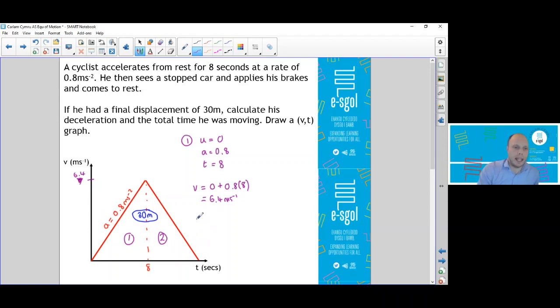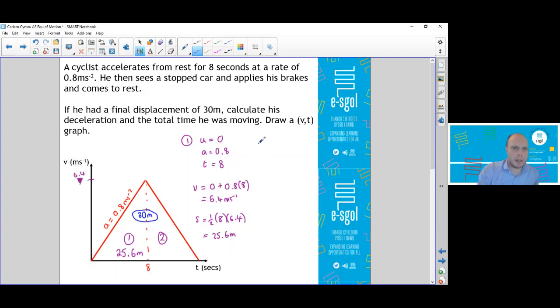Then for the area of our graph, we could use UT plus a half AT squared if you wanted. The UT term would be 0. Or we can just say it's a right angle triangle. The base is 8, the height is 6.4. So a half of 8 times 6.4 is 25.6 meters. Now remember, that is just for mini triangle 1, 25.6 meters.